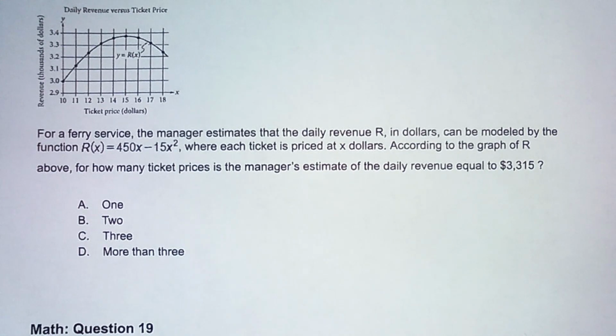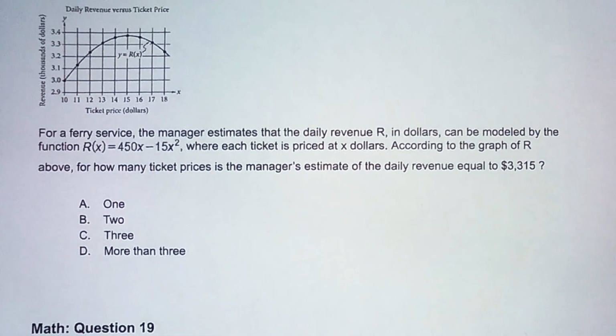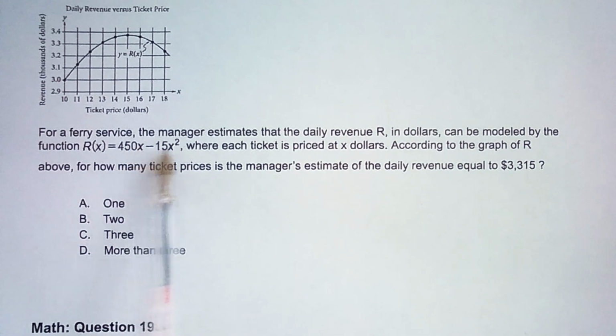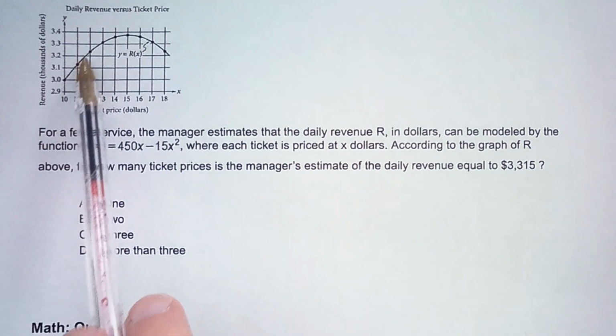For a ferry service, the manager estimates that the daily revenue R in dollars can be modeled by the function given here, where each ticket is priced at X dollars. According to the graph of R above, for how many ticket prices is the manager's estimate of the daily revenue equal to $3,315? Now for this problem, I really don't even need to know what this means.